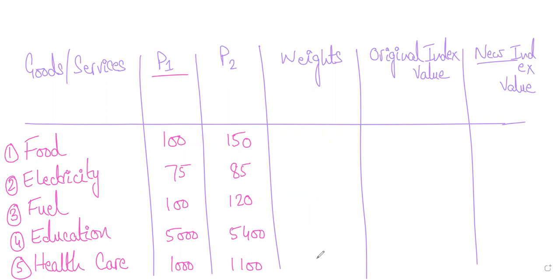Out of 100%, if I say that each of these 5 items is equally important in determining the cost of living for the citizens, then how much weight will I assign to each? Right, 20%. Excellent. So I will assign 20% to each item because these are equally important. And I just said that weights are always assigned out of 100, so 100 divided by 5 gives you 20.